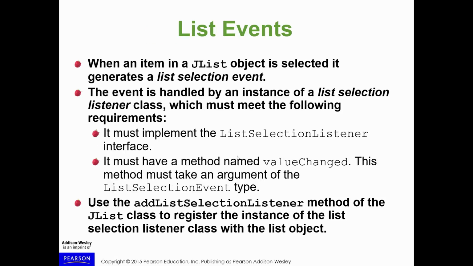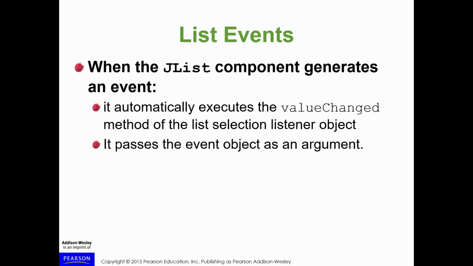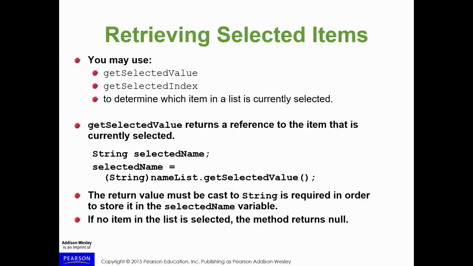List events, as it says, it generates a list selection event, which is handled by the ListSelectionListener class, so you must implement the ListSelectionListener interface, and you have a valueChanged event. When the list component generates an event, so in other words, if you click on anything in the list, it automatically executes the valueChanged method. It passes the event object and it does whatever you tell it to do.